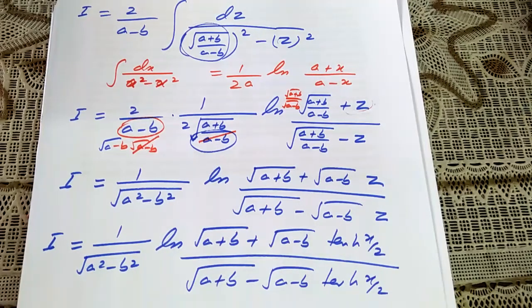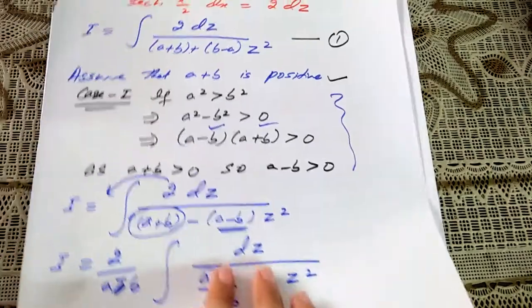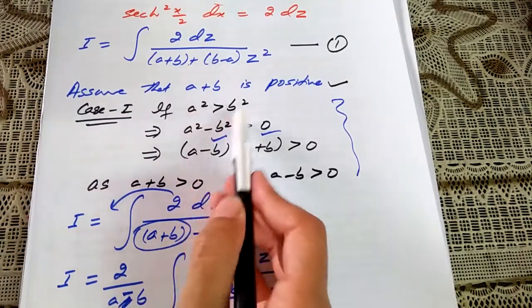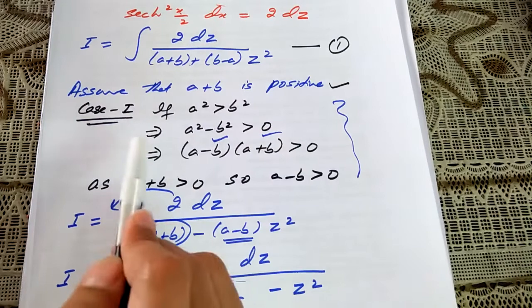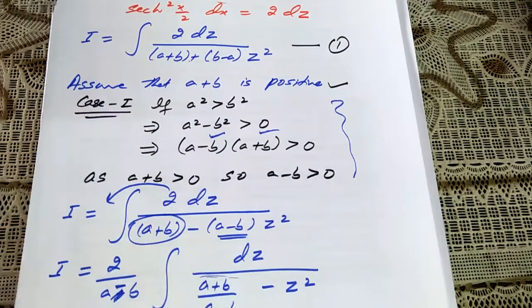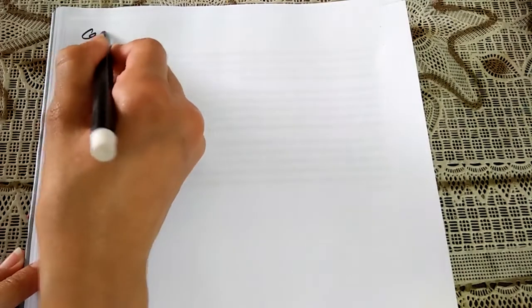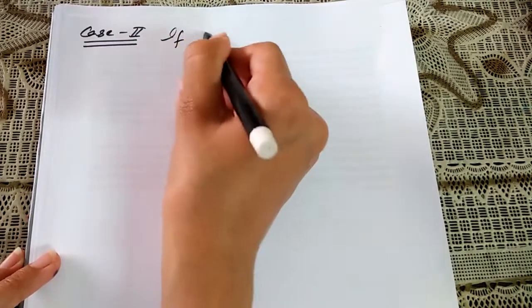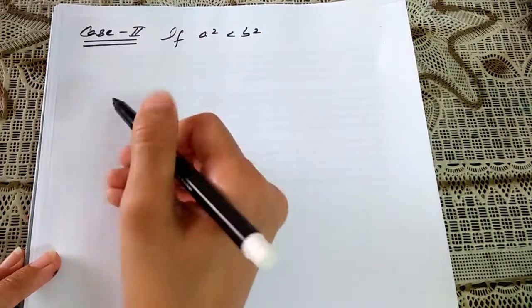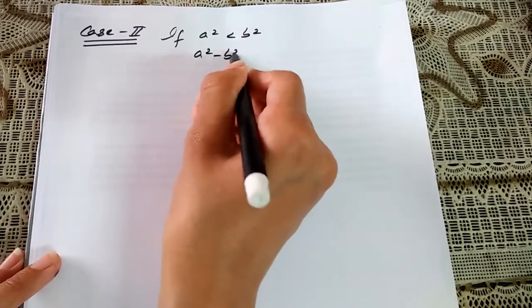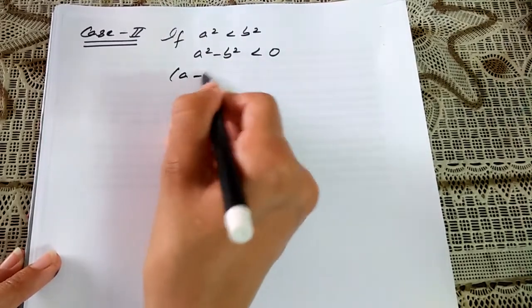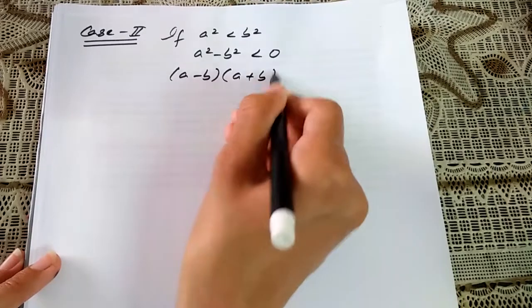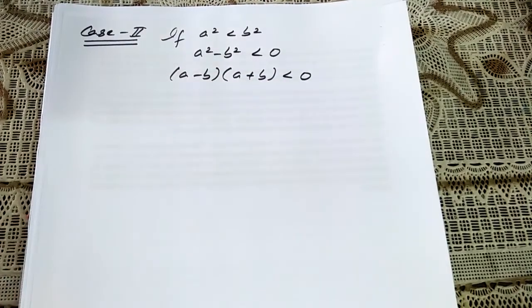Now we need to move on to our second case. In the first case a square was greater than b square, and in the second case a square will be less than b square. Let case number 2 now. In case number 2, if a square is less than b square, then a square minus b square will be less than 0. It means a minus b into a plus b is less than 0.